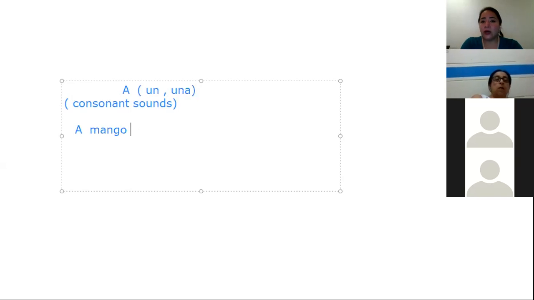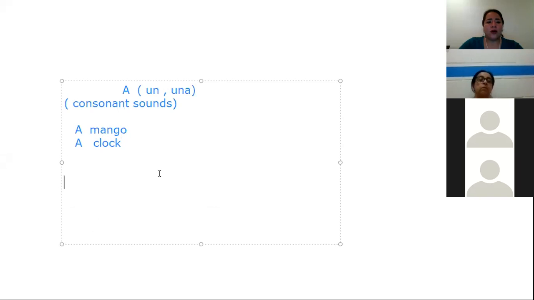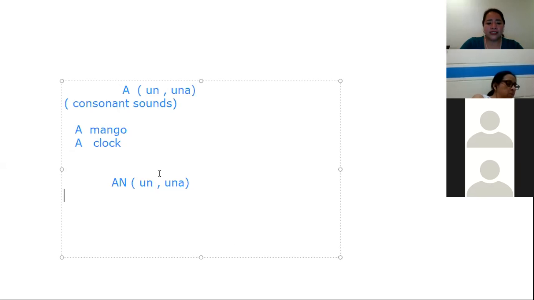I have a mango. ¿Por qué a? Because the sound that mango has at the beginning is consonant. So, another example there is clock, a sound that belongs to a consonant. So, here we have a clock, y ahí estoy diciendo un reloj, right? Now, if I have the other one, miren ahora cómo cambia cuando digo que es an, okay? So what is the meaning, teacher? It's the same, el mismo significado, okay? Un, una, right?